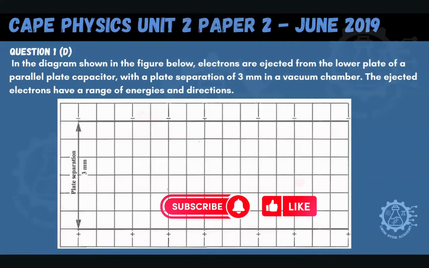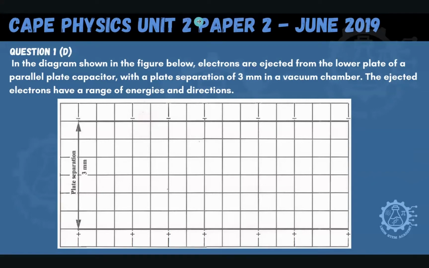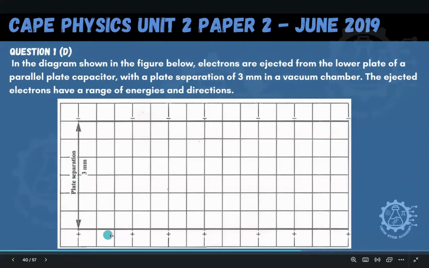Okay, so now we're moving on to question 1, part D. So part D says that in the diagram shown in the figure below, so here's our figure, electrons are ejected from the lower plate of a parallel plate capacitor with a plate separation of 3 millimeters in a vacuum chamber. The ejected electrons have a range of energies and directions, right? So here's our parallel plate capacitor. We have a lower plate, positively charged plate, and we have an upper plate that's negatively charged.